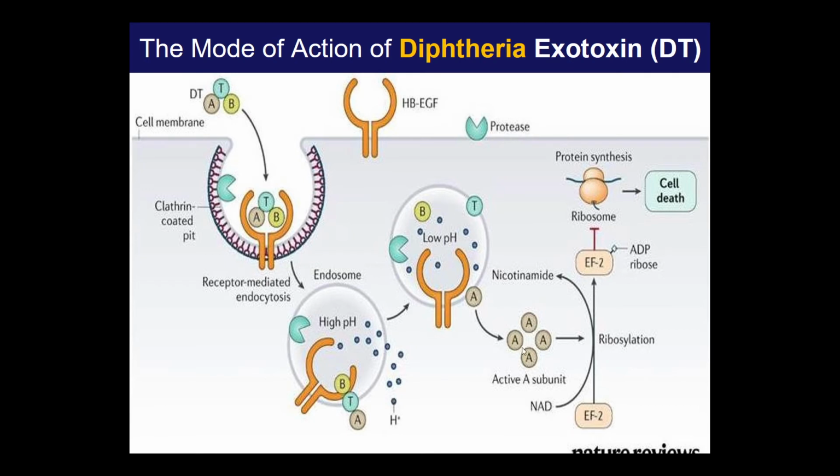A subunits interact with elongation factor 2 and cause ribosylation of elongation factor 2. It means an adenosine diphosphate ribose group becomes attached to the structure of elongation factor 2, and after that this factor blocks the protein synthesis and the cell dies. This is diphtheria.